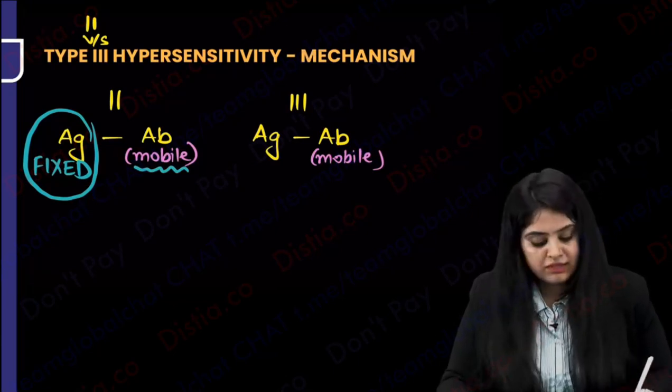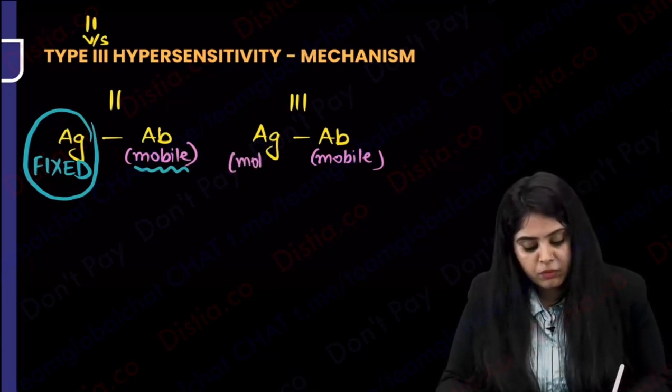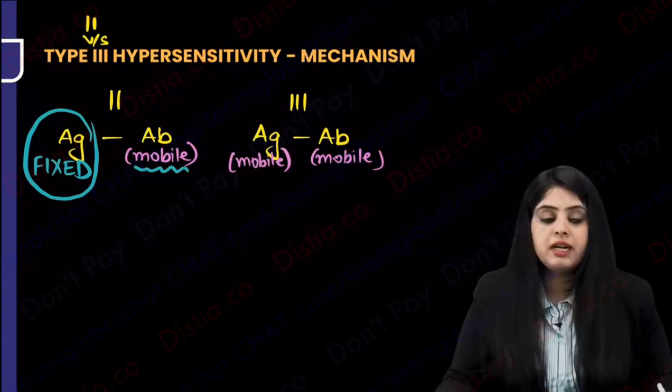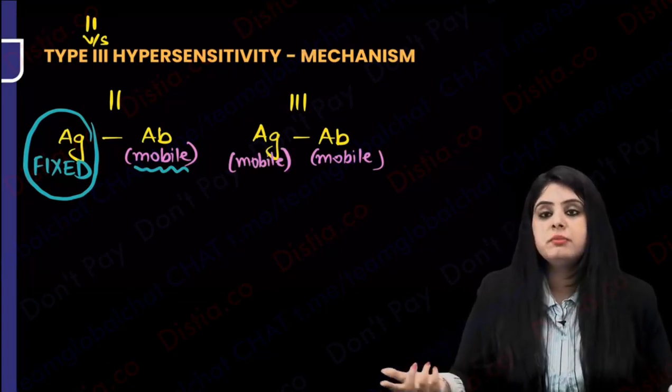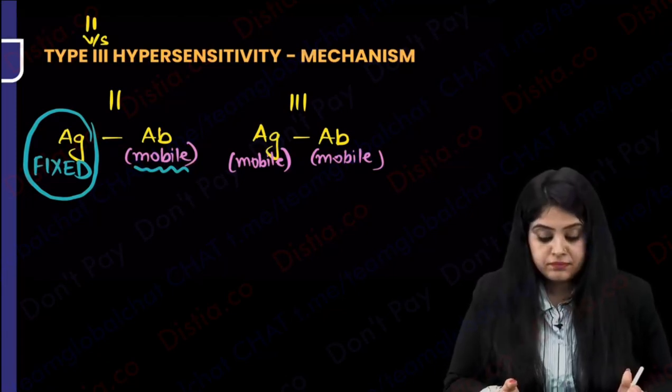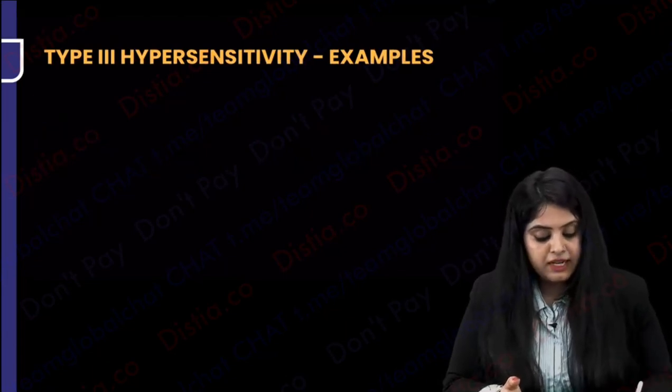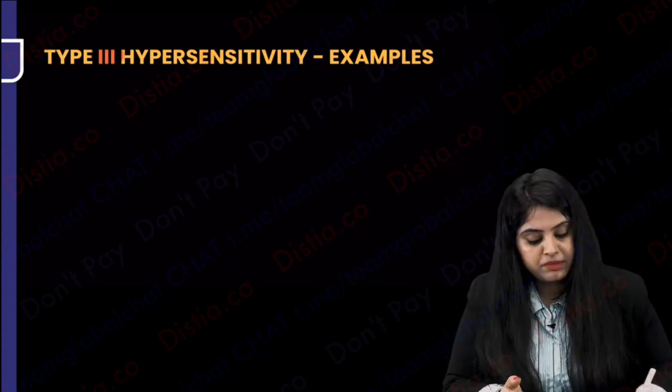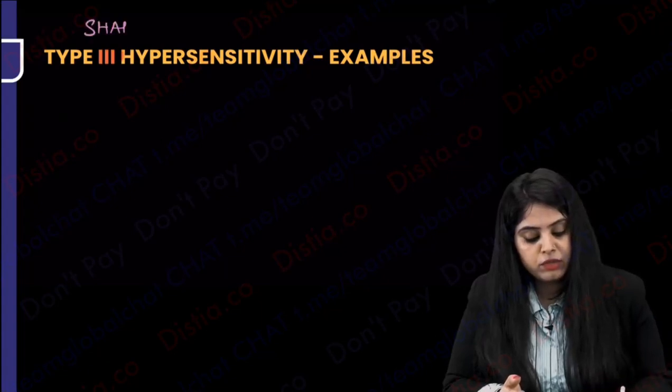But in type 3, what has happened? Both of them love roaming around. Antigen is also roaming around in the blood. Antibody is also roaming around, and while roaming they are going to meet, and that is type 3 hypersensitivity. On that note, I can tell you finally what are the examples of type 3 hypersensitivity, and the mnemonic for that is going to be SHARP.